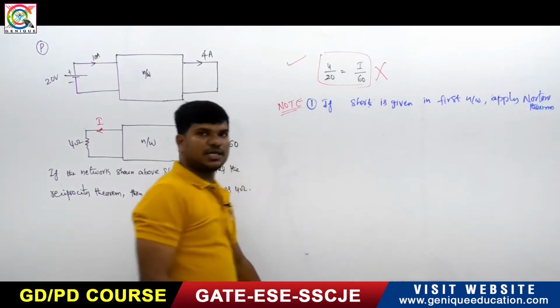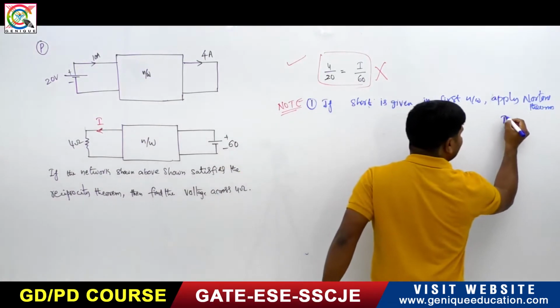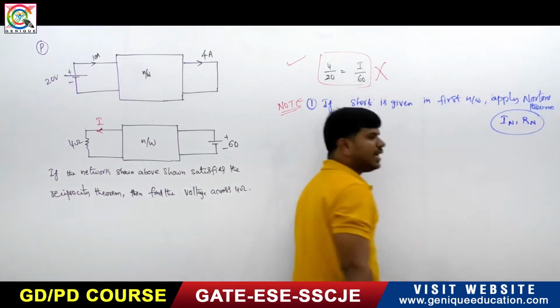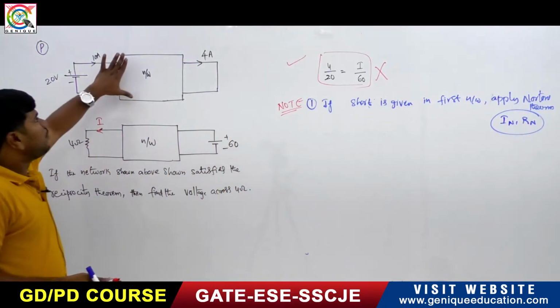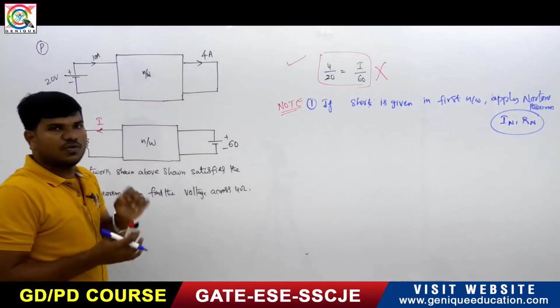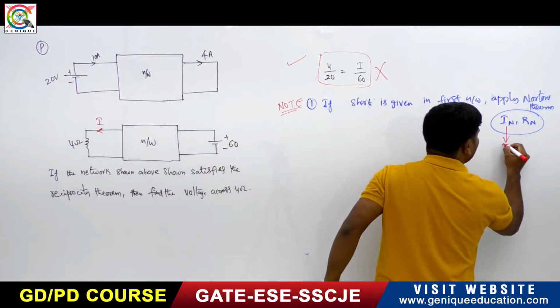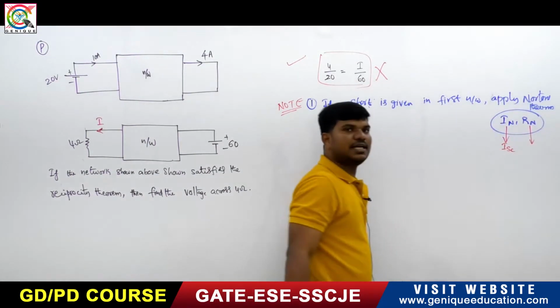Okay, apply Norton's theorem. That means we have to find IN and RN. We have to find the short circuit current. IN is called the short circuit current, ISC, and the Norton equivalent resistance.